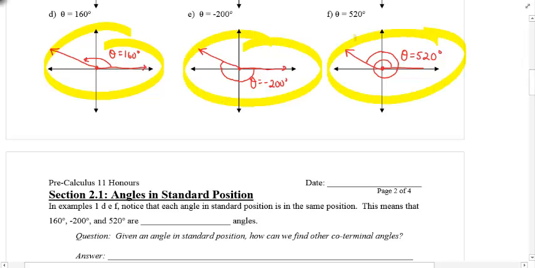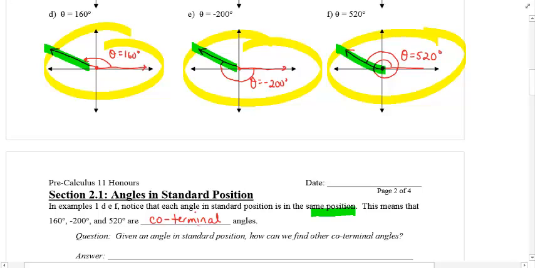What do you notice about those angles in standard position? I hope you can see that the terminal arm seems to be in the same location, same position. That means that the angles of 160 degrees, also negative 200, and 520 are what we call coterminal. Co is like sharing, so they share the same terminal arm. So we call these coterminal angles.